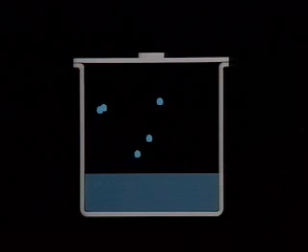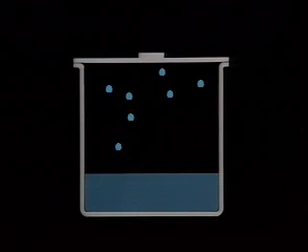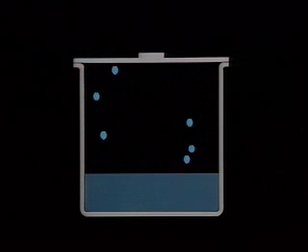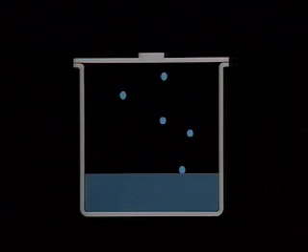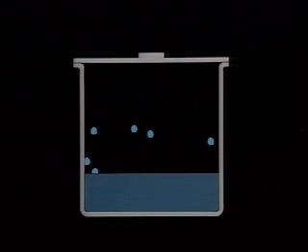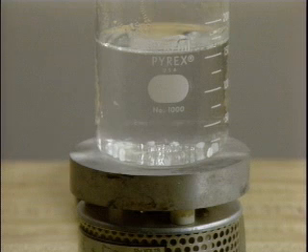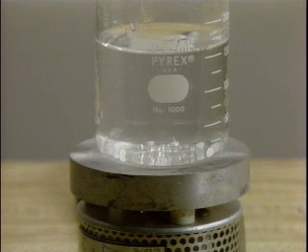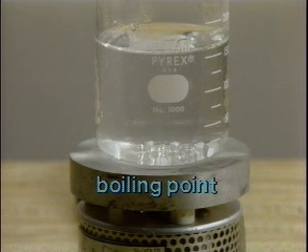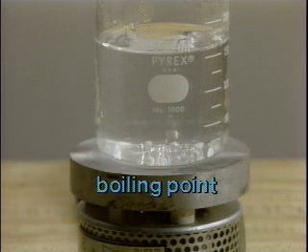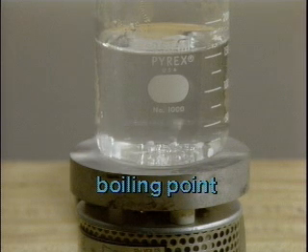When the temperature of a liquid is increased, more molecules have sufficient energy to overcome the intermolecular attractions and can escape to the gas phase. Thus, as the temperature is increased, the vapor pressure of the substance rises. At some temperature, the vapor pressure of the liquid equals the external pressure, and the liquid boils. The temperature at which this occurs is called the boiling point.